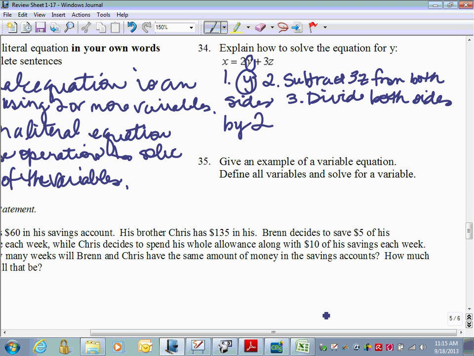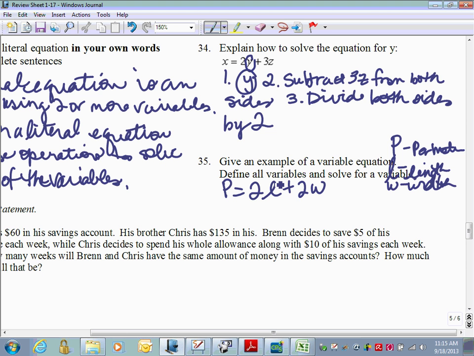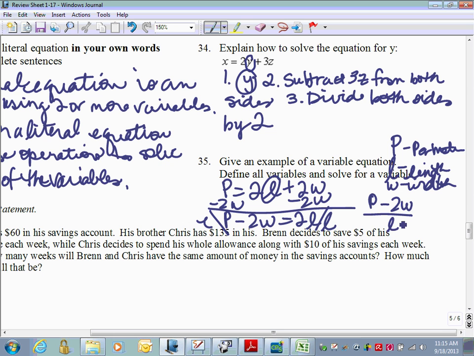Okay, 35. Give an example of a literal equation, define all variables, and solve for a variable. You could think of any formula that you know. The one that comes to my mind is perimeter equals 2L plus 2W. Then you would say that P stands for perimeter, L stands for length, W stands for width. Now I'm going to pick the variable L and solve for it. Subtract 2W. I have P minus 2W equals 2L. I'm going to divide both sides by L and I get P minus 2W over L.